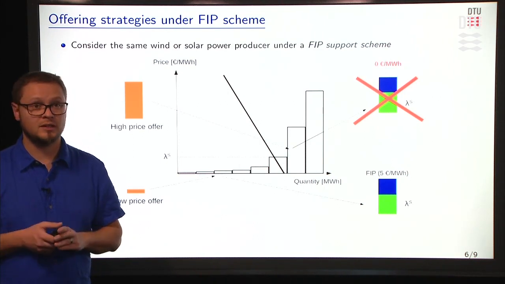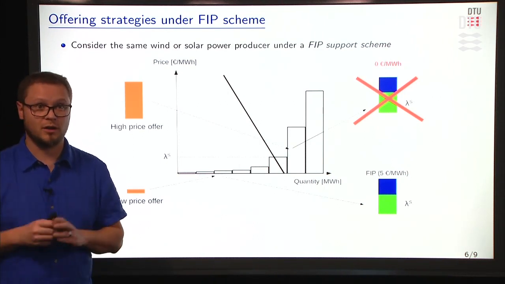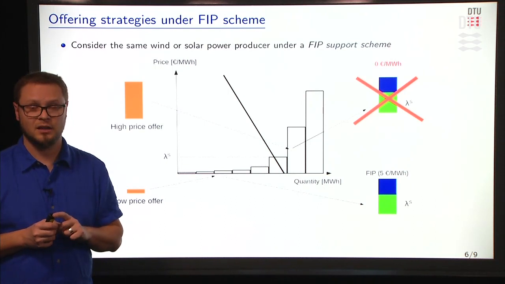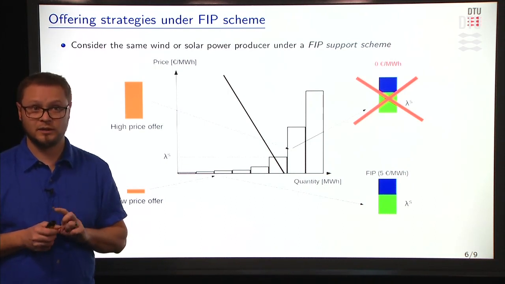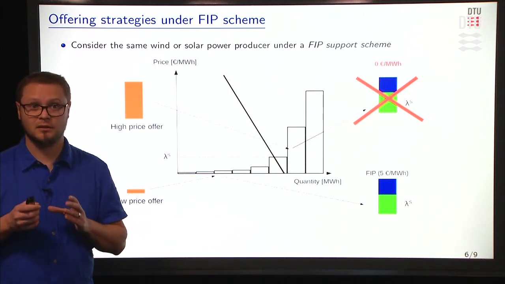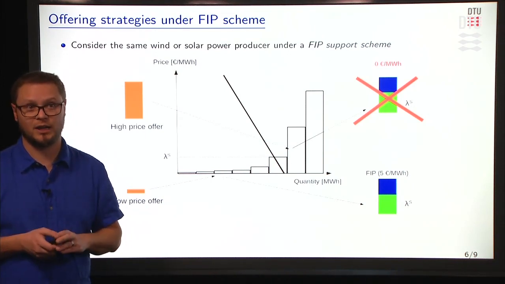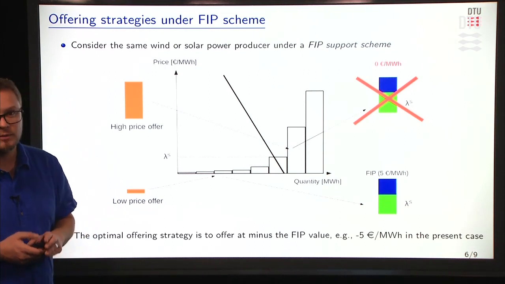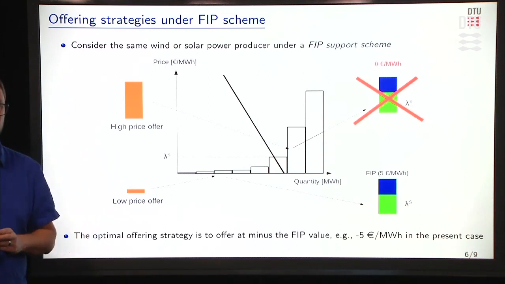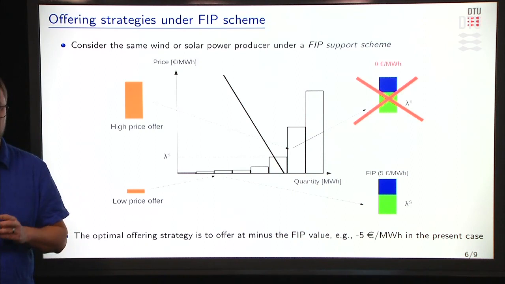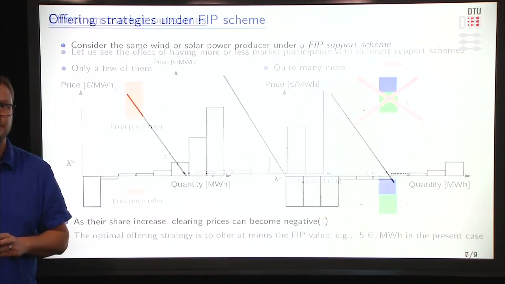No, because here the support is not going to stretch whatever happens. Your support is fixed. So the lowest you're ready to go is minus the FIP value, which here is 5 euro per megawatt hour. Indeed, the optimal strategy in that case is to offer at minus the FIP, that is minus 5 euro per megawatt hour, and in all cases, you're sure that you will get at least 0 out of the market.